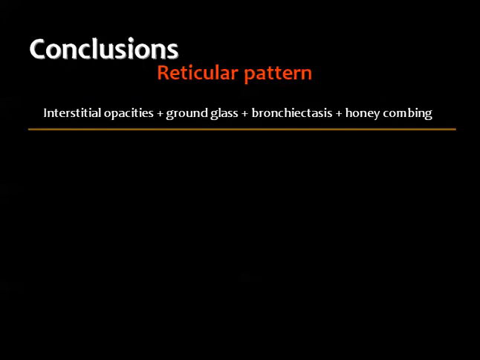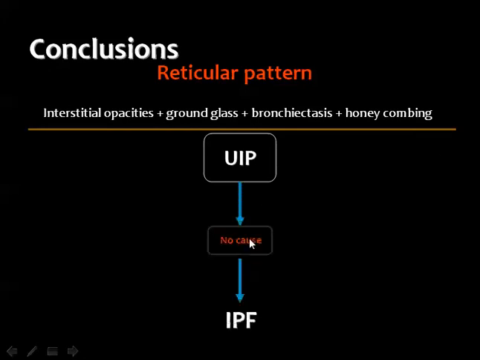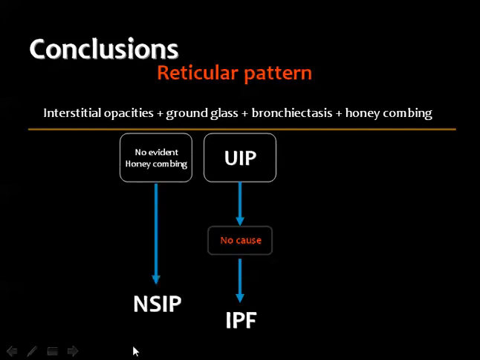Conclusion. We have 4 patterns of diffuse lung disease, and we start first with the reticular pattern. What is the reticular pattern? You see interstitial opacities, ground glass opacities, bronchiectasis, and honeycombing. If you see all these, the first primary diagnosis is usual interstitial pneumonia. If there is no evident clinical cause, you call this idiopathic pulmonary fibrosis. If the honeycombing is not evident, then the diagnosis is non-specific interstitial pneumonia.